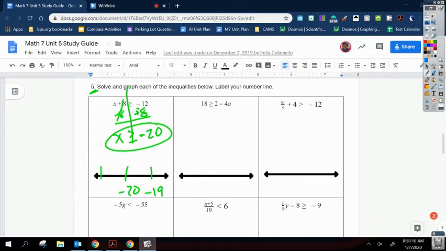Let's do 1 on either side. Remember the negatives are backwards. Closed circle because there's a line underneath. X is on the big side, so we go to the right.